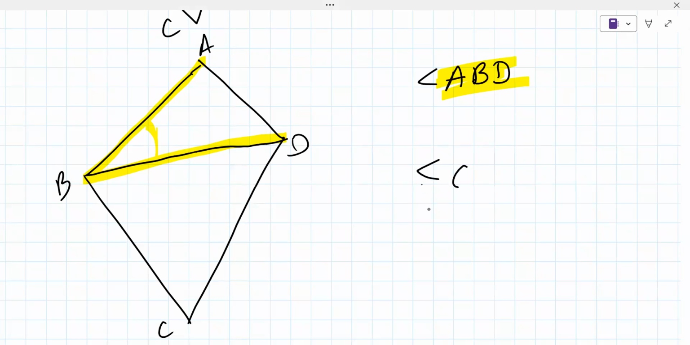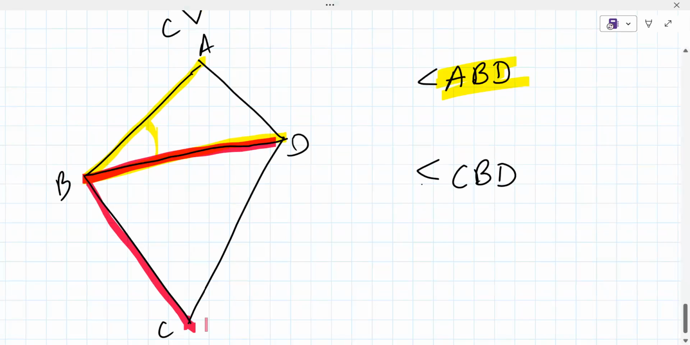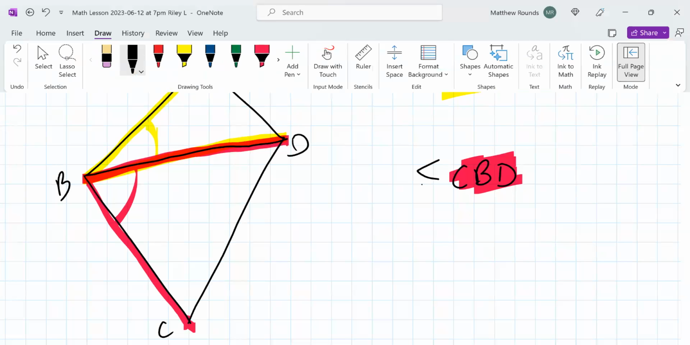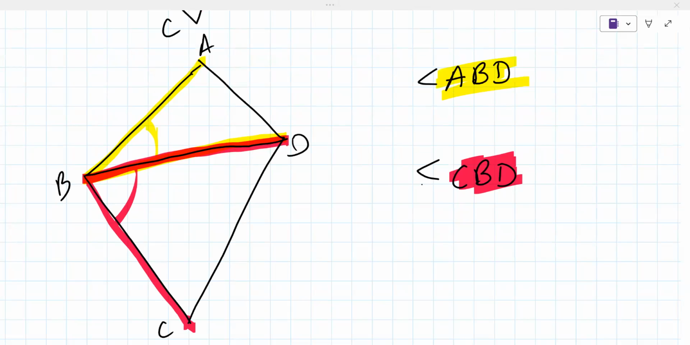And then there's angle CBD, which is going the other way. It's starting down here at the bottom at C, going up to B, and then over to D. So there are three letters. Really, you want to always use three letters when you're looking at a triangle. I mean, that's just the best way to do it.